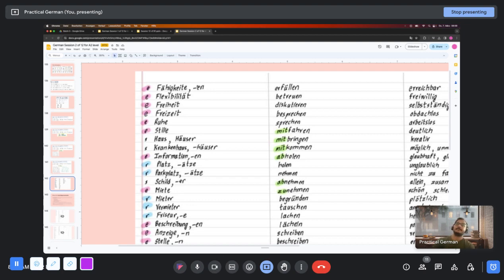The flexibilitate. So meaning flexible? First, flexibility. It's a noun, right? Flexibility, it's a noun. So it will be flexibility. First one, anyone? Flexibility. What is skills? Fähig, skill, right? Fähigkeit is a skill. Yeah.